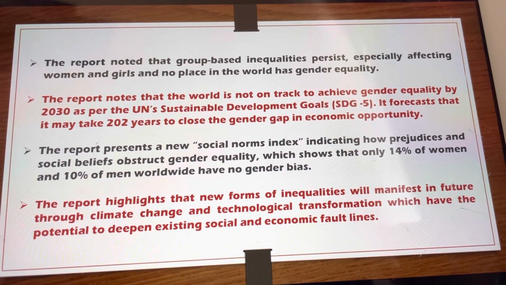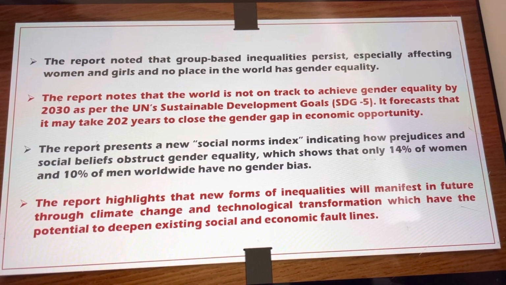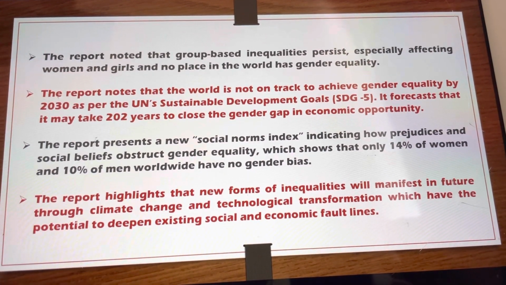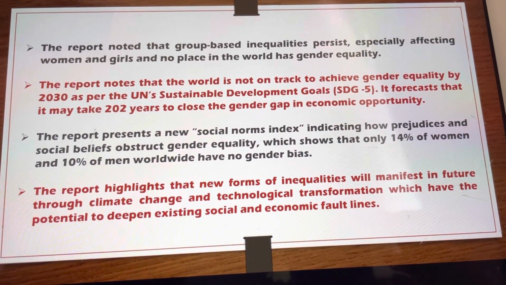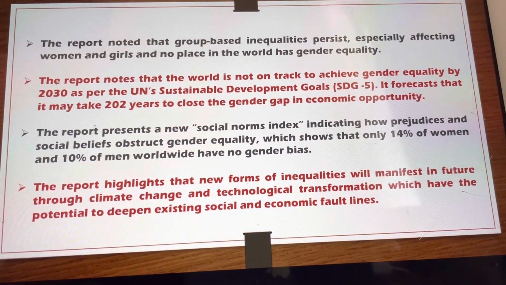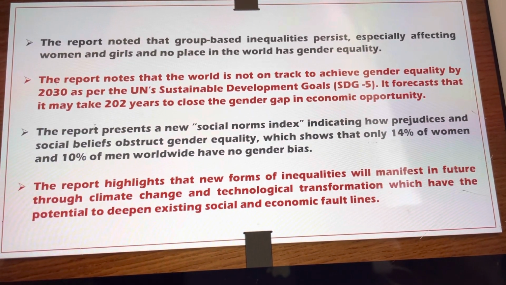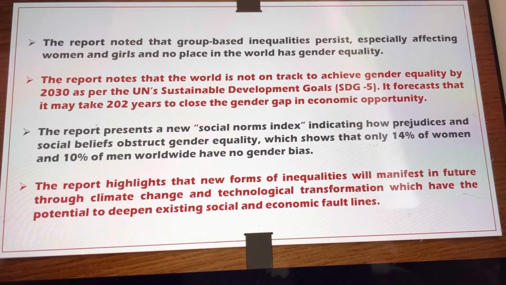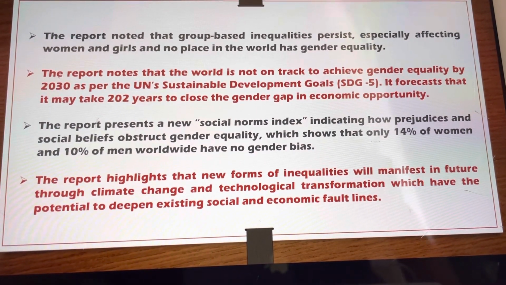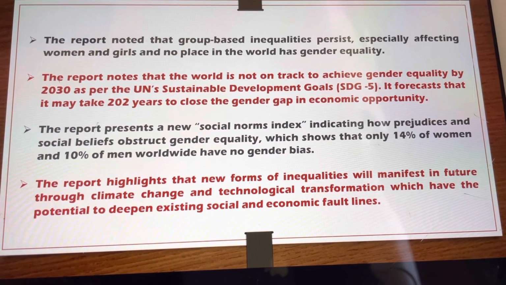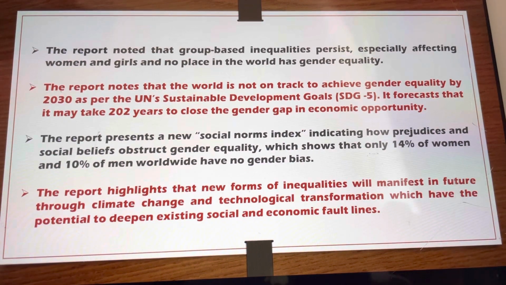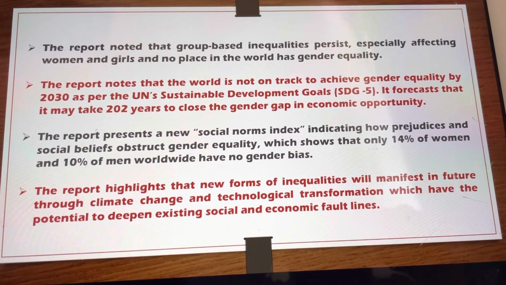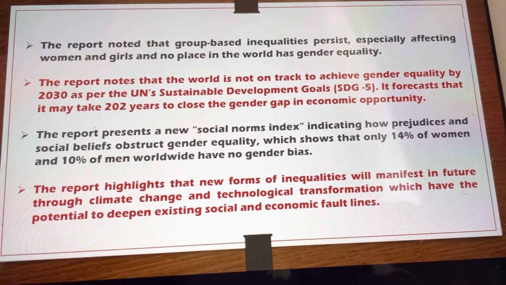The report presents a new social norm index indicating how prejudices and social beliefs obstruct gender equality, which shows that only 14% of women and 10% of men worldwide have no gender bias. So, gender inequality may be due to cultural traits, cultural differences because of religion or the patriarchal system. Because of all these things, gender equality is affected.